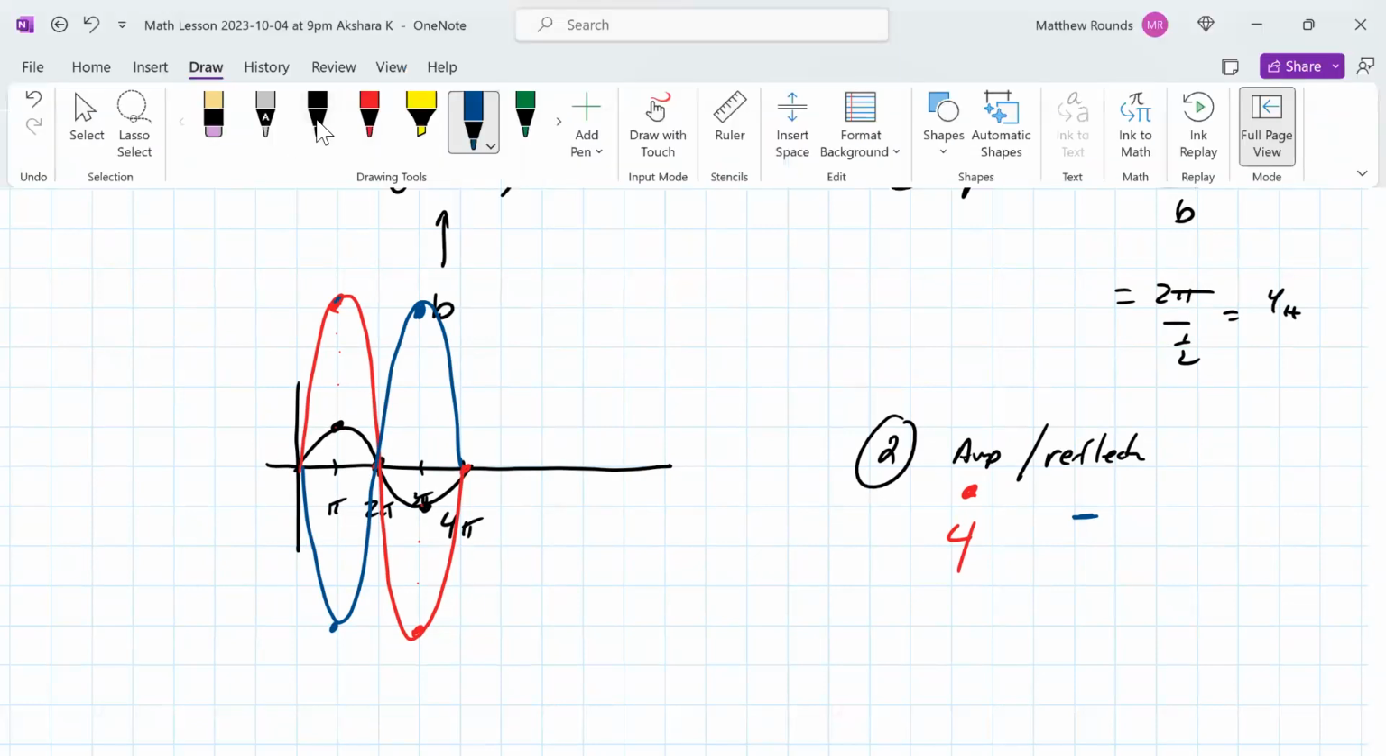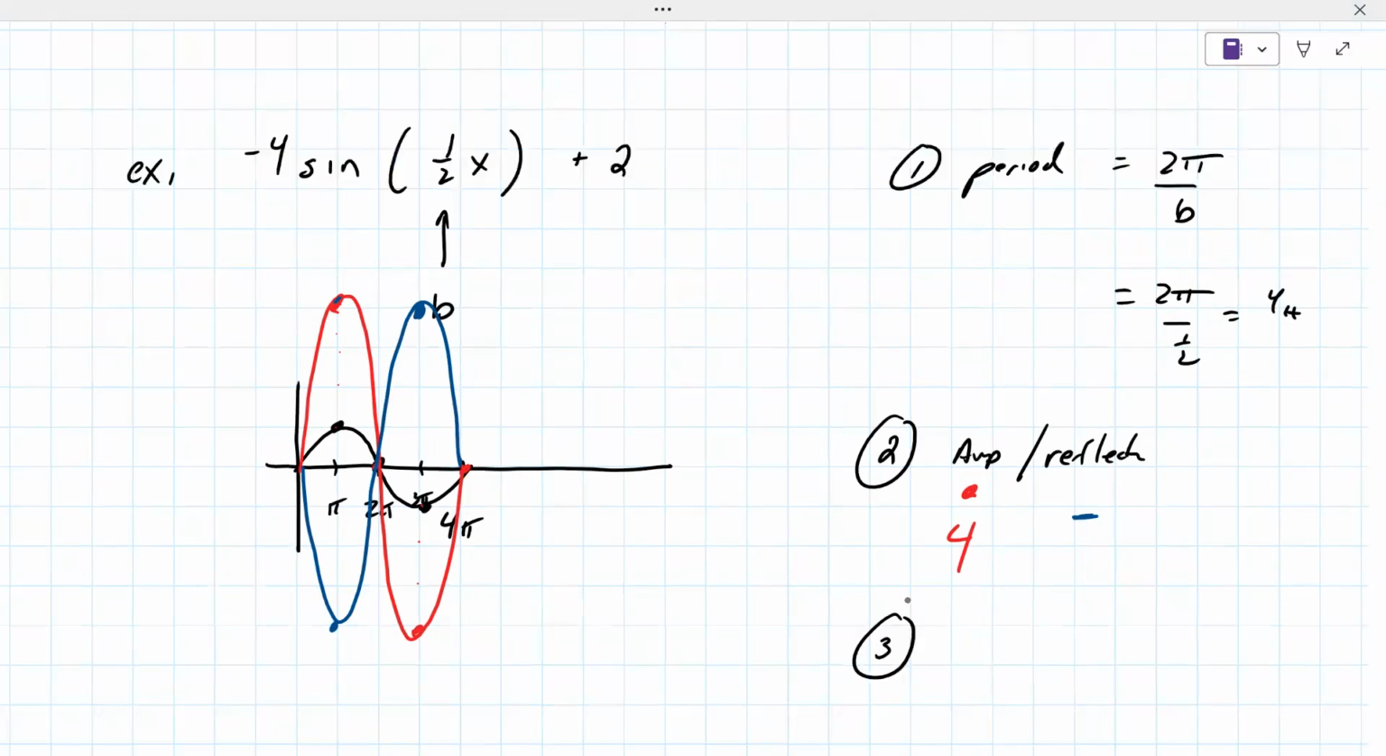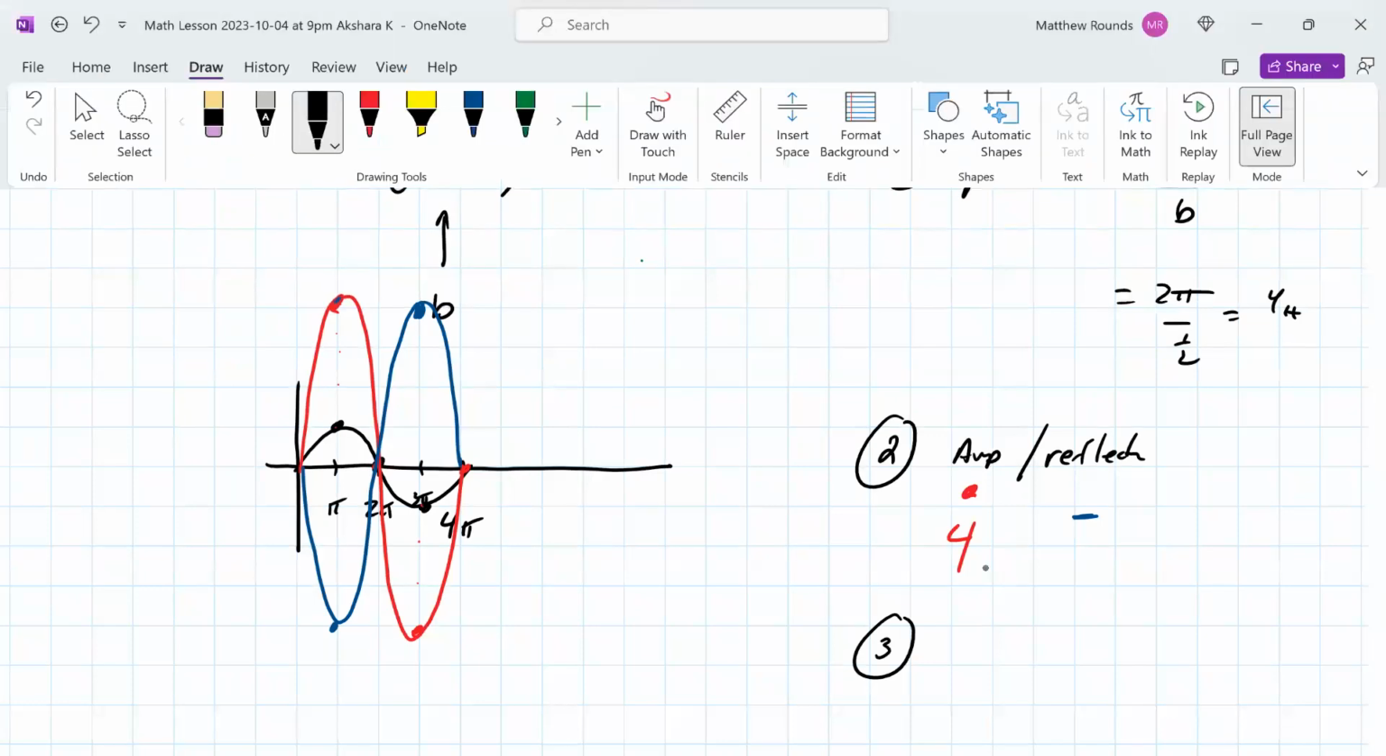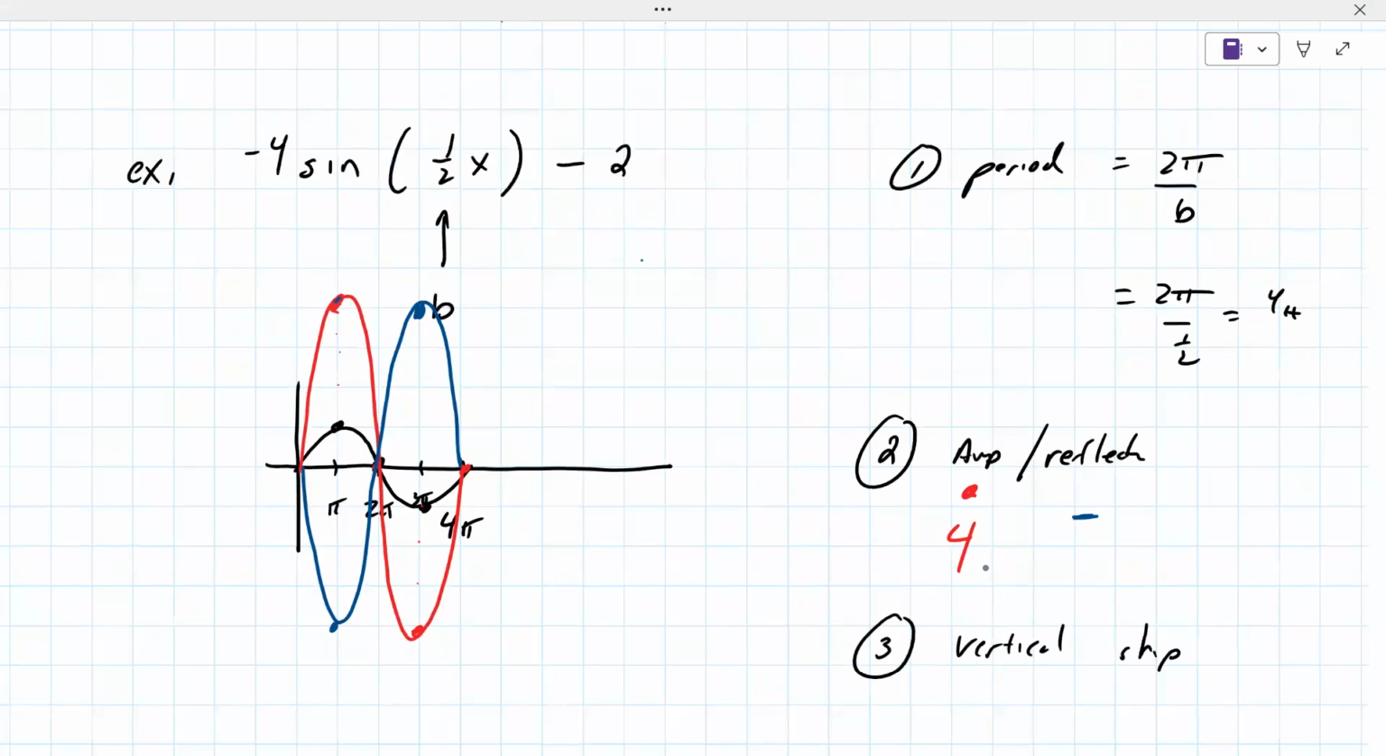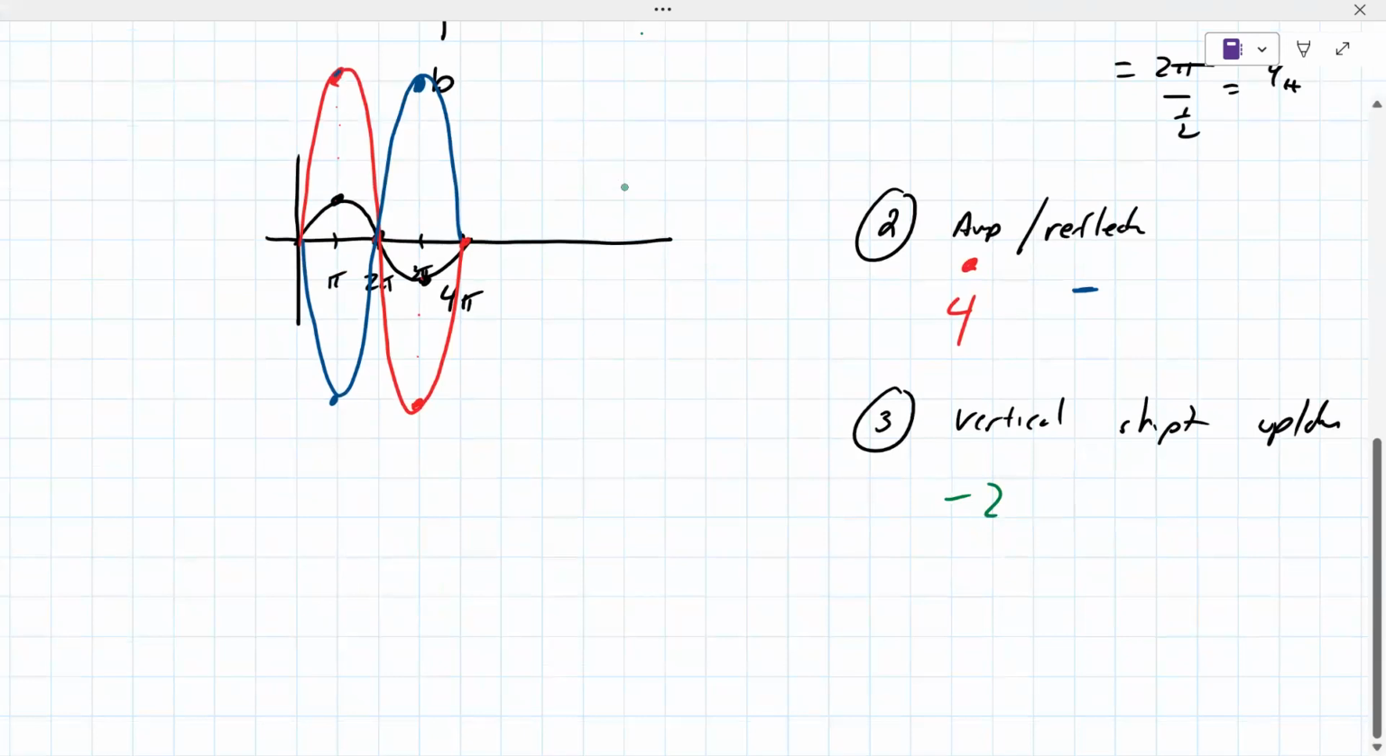Then the third thing you deal with is the vertical shift. I'm going to change this to -2 because I'm running out of room. So I'll do that in green here. This is the vertical shift, up or down. In your case, it's down 2. So everything goes down 2. From the blue, all the points in blue go down 2. So down 2, down 2, down 2, down 2, down 2. And then you kind of connect those as well.